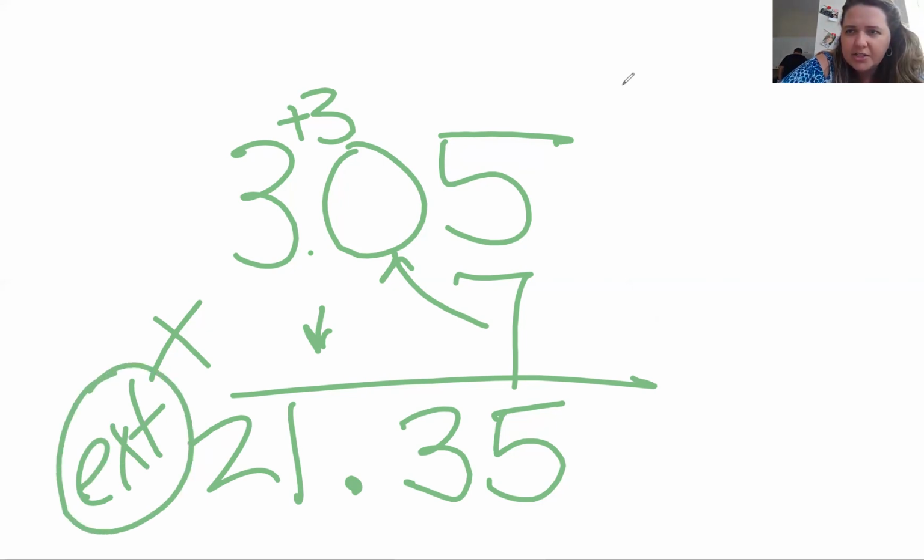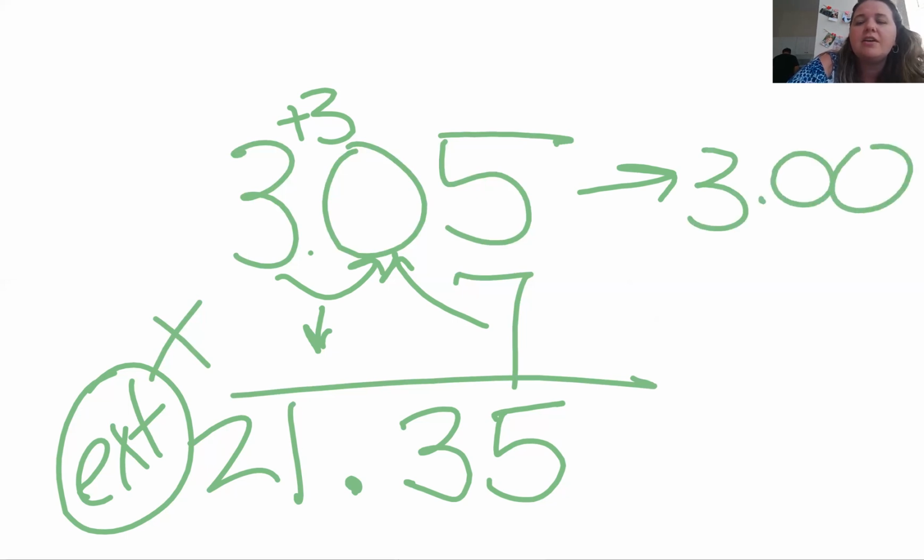Okay, now I need to do my rounded. If I have 3.05, is that closer to $3 or is that closer to $4? Well, I look at the neighbor. The neighbor is a 0. Does the 0 tell her to round up to 4, or does it tell her to stay the same? Definitely tells her to stay the same. So she stays at $3.